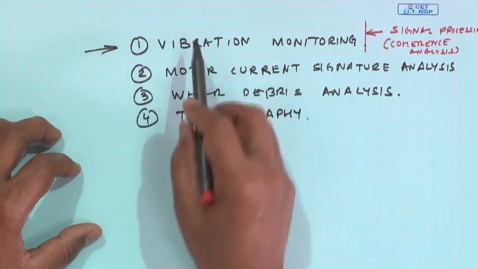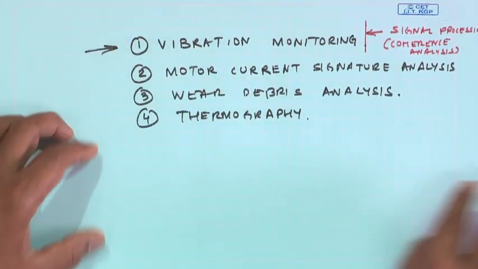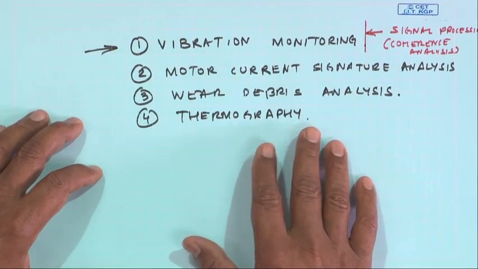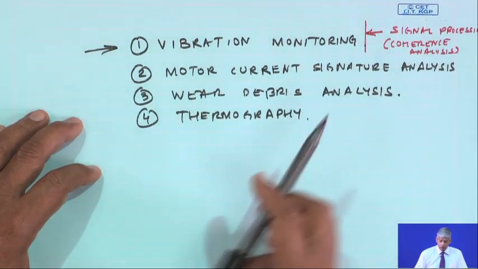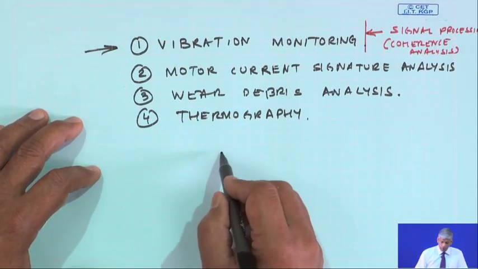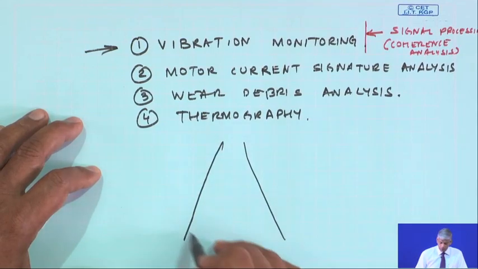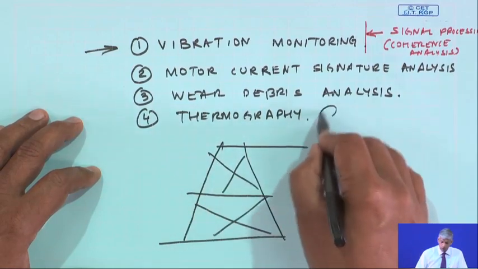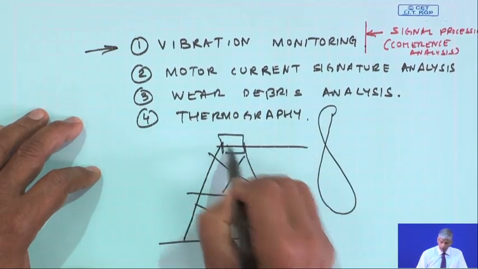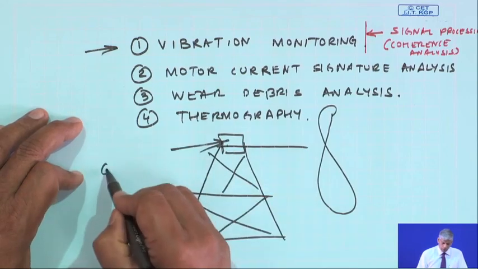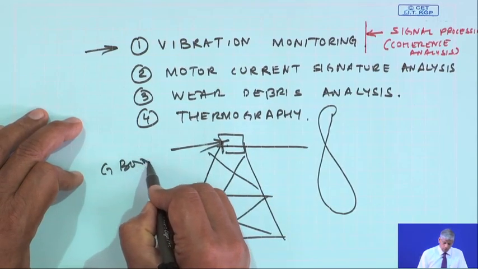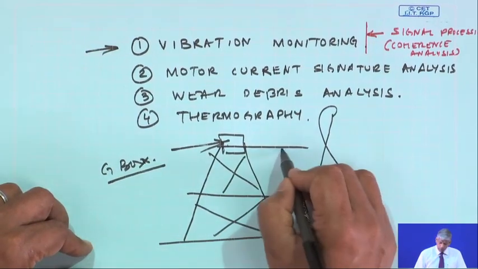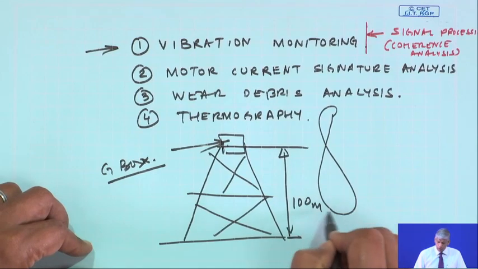So, in this class I will focus mostly on the vibration monitoring aspect, and then later on we will see how motor current signature analysis, wear debris analysis, thermography can be used, because as I was giving you examples earlier also, say I have a large windmill, okay, mounted on a tower, and then there is a gearbox here. So, how do I monitor the condition of such a gearbox, which is maybe 100 meters from the ground?